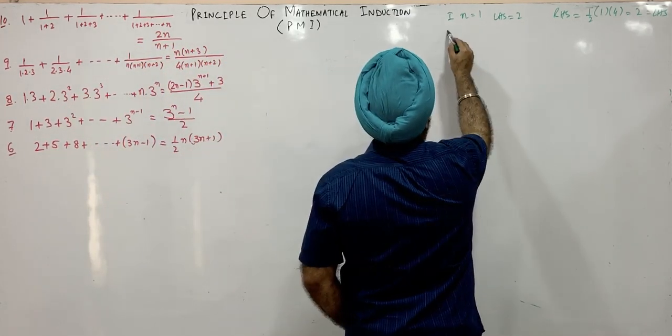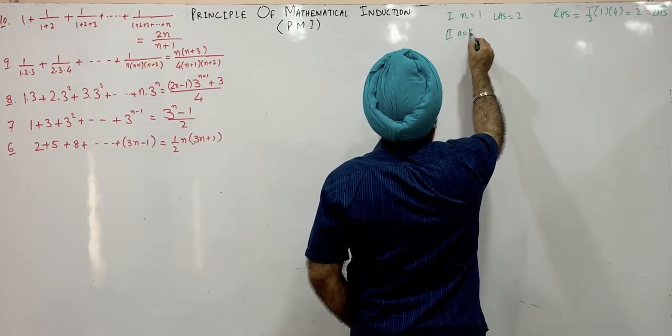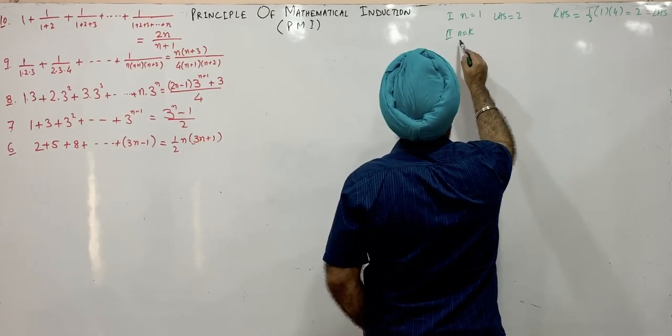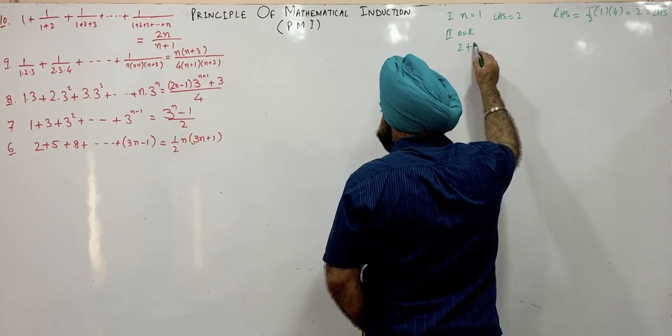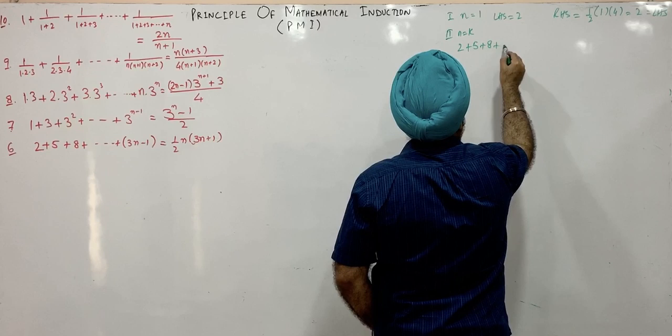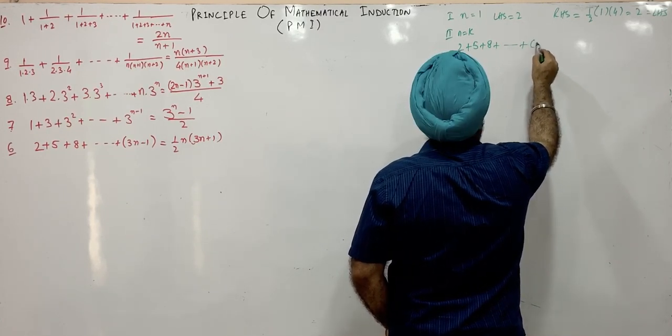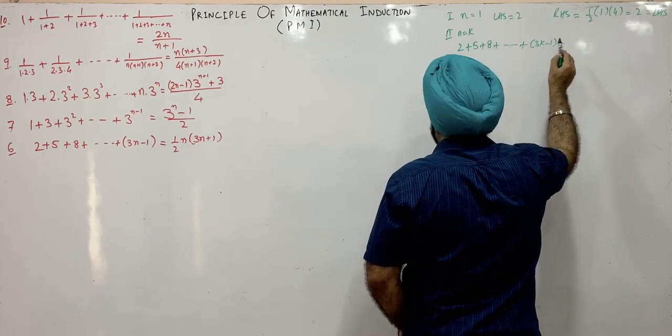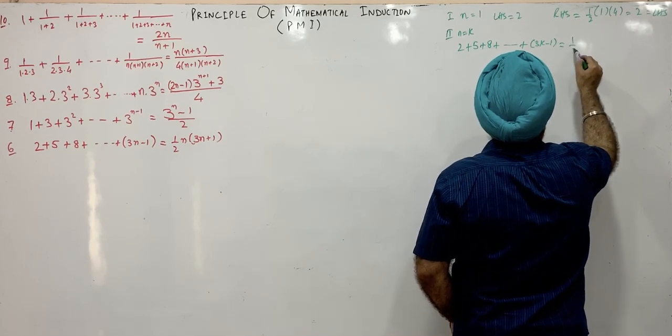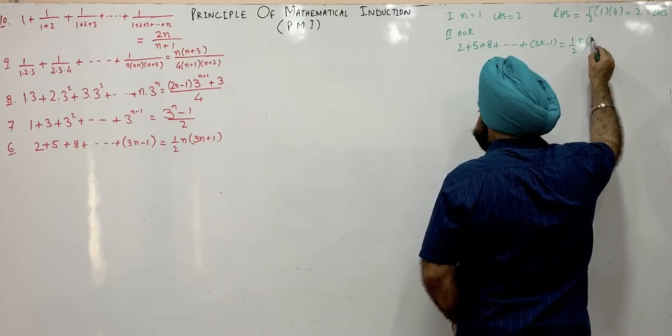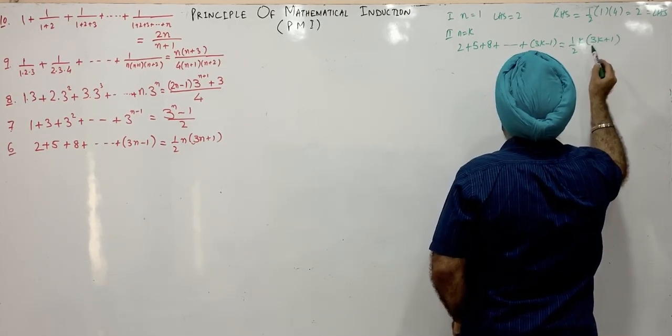Second step, we have to assume the result true for n is equal to k, that is we assume 2 plus 5 plus 8 so on up to 3k minus 1. This is equal to 1 by 2 into k into 3k plus 1.